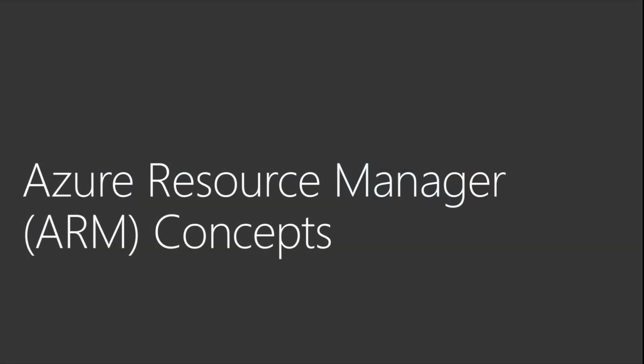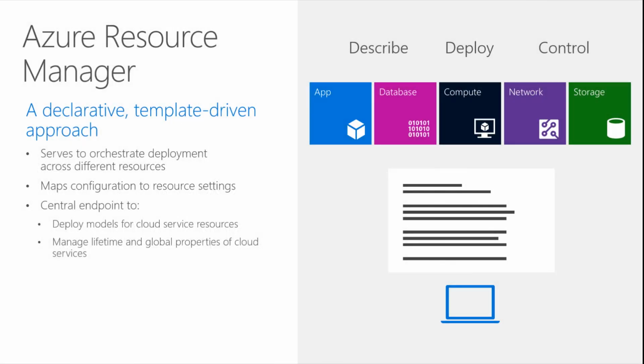So let's start off with ARM concepts here. Azure Resource Manager, or ARM, is a declarative template-driven approach. With Resource Manager, you can create a simple template file in JSON format that defines deployment and configuration of your application. And with this, we can deploy multiple resources at the same time. We can have a central endpoint to deploy models for cloud service sources, and also manage lifetime and global properties of cloud services using ARM.